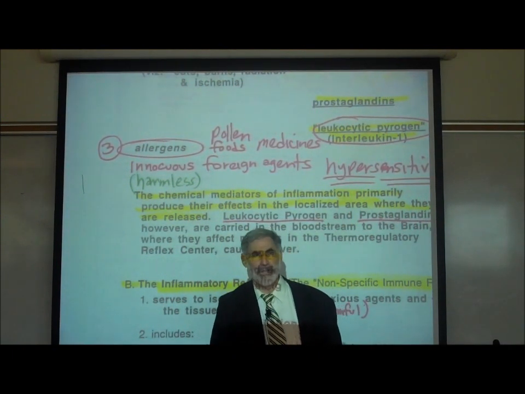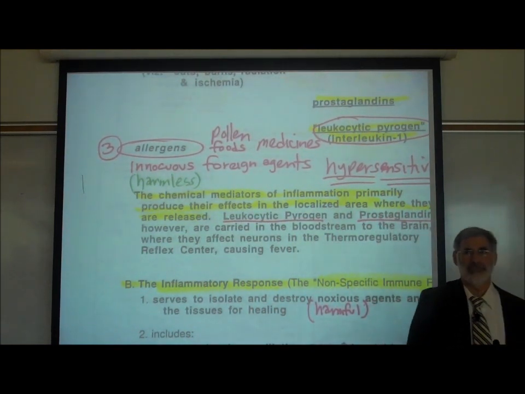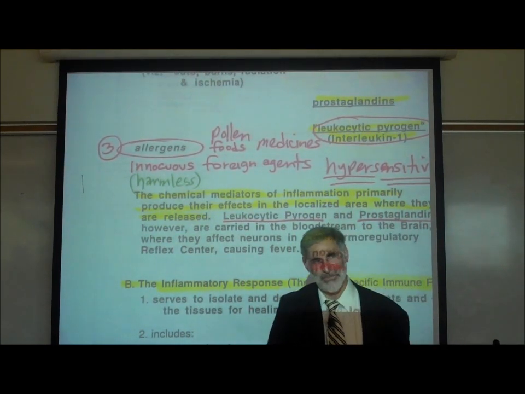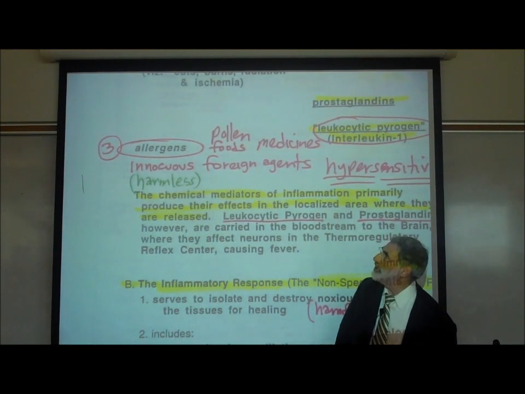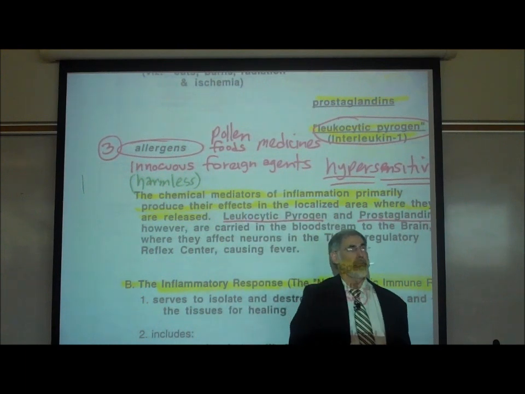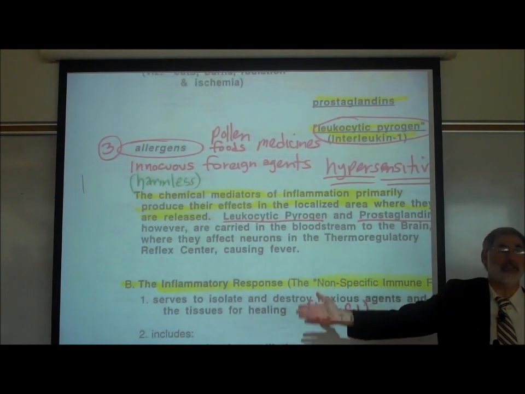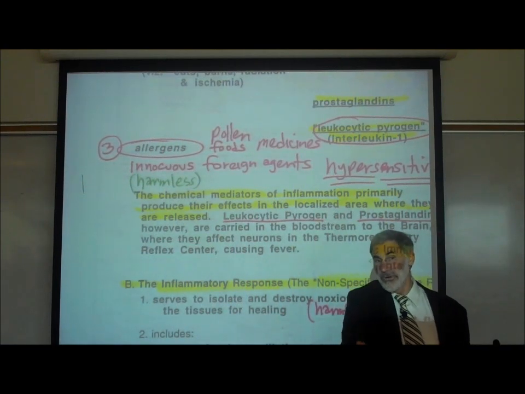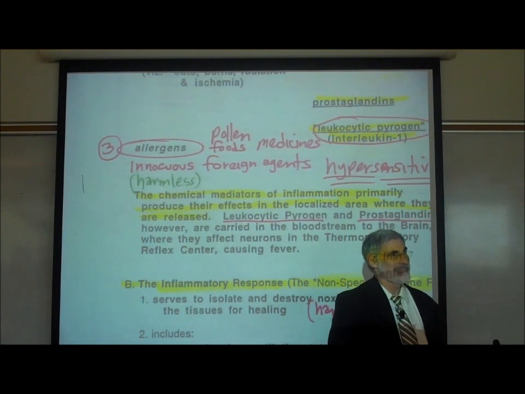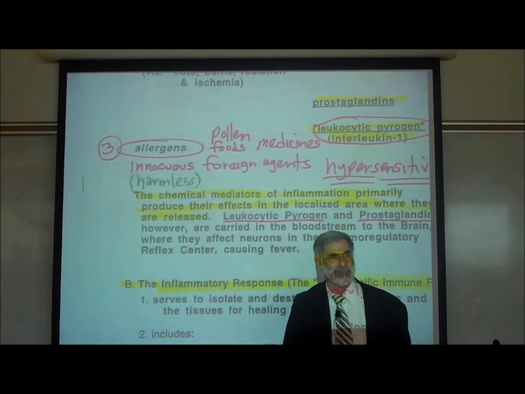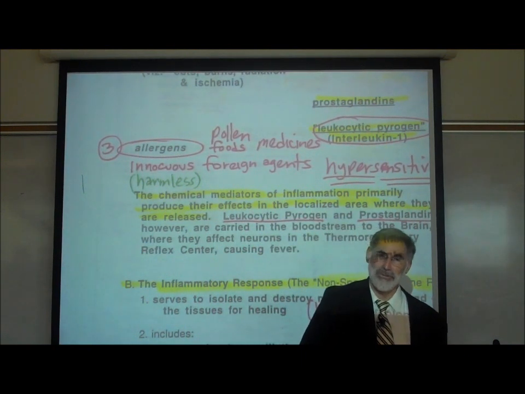Is a virus a harmless foreign agent? No. It's a foreign agent, but it's not harmless. So I wouldn't call a virus an allergen. What I would call an allergen is pollen from a plant. All right? Now, pollen is simply the way plants reproduce. You know what pollen really is? It's like a sperm floating in the air. It's a microgamete. It's an interesting way to view it, but that's what it is.